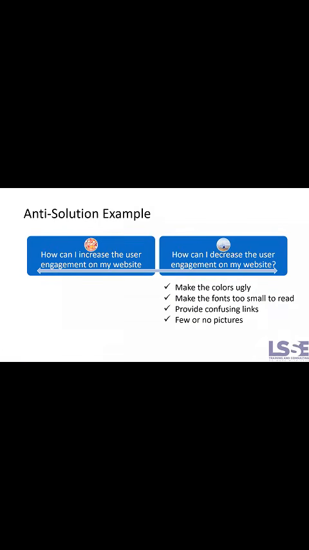So for example, you are running a website and you want to increase the user engagement. The way that you may want to use anti-solution will be to flip the question. So instead of how can I increase the user engagement on my website, you flip it to how can I decrease the user engagement on my website? And from that question, you generate possible answers. So some of the answers could be you make the colors ugly, make the fonts too small to read, you provide confusing links, or few or no pictures at all. So these are the answers to that flip question.